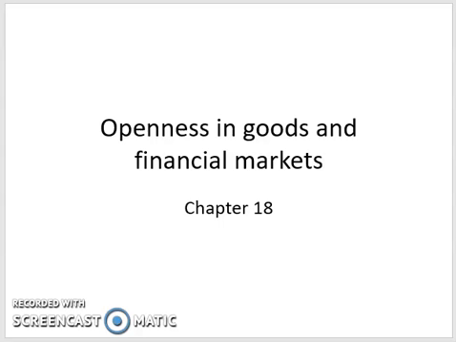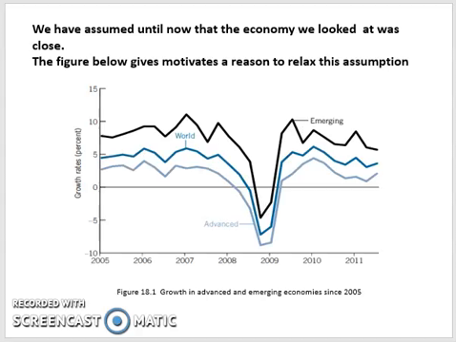So we've already discussed the different types of domestic goods and foreign goods that are available. We've also discussed the different types of financial assets that are available to us, as well as other countries that we trade with. So we have assumed until now that the economy we looked at was closed, suggesting that it did not interact with the rest of the world.